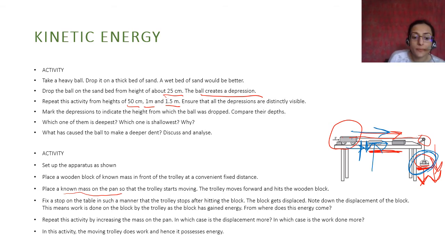right? If you repeat this activity by increasing the mass on the pan, अगर आप इस पे ज़्यादा, if you put a higher amount of mass on it, what will happen? The force of gravitation remains the same, right? But what will happen? It will get a higher displacement.